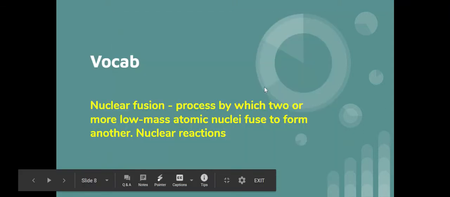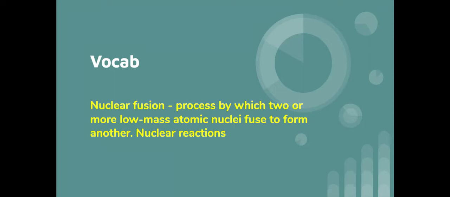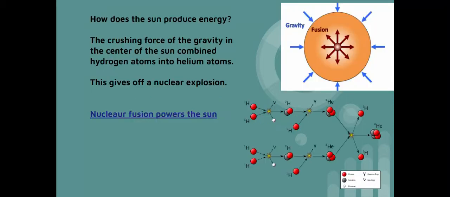Nuclear fusion, process by which 2 or more low-mass atomic nuclei fuse to form another, nuclear reactions. How does the sun produce energy? The crushing force of the gravity in the center of the sun combined hydrogen atoms into helium atoms. Remember, matter can never be created, can never be destroyed. This gives off a nuclear explosion. Nuclear fusion powers the sun.